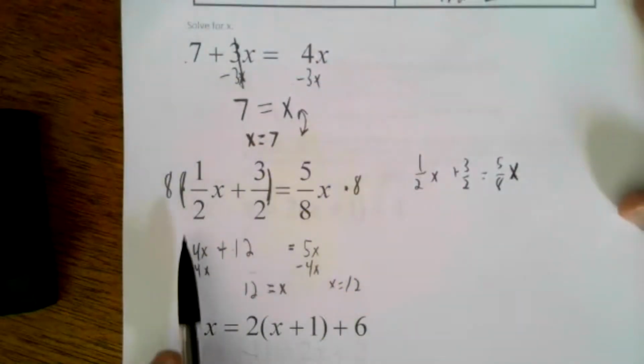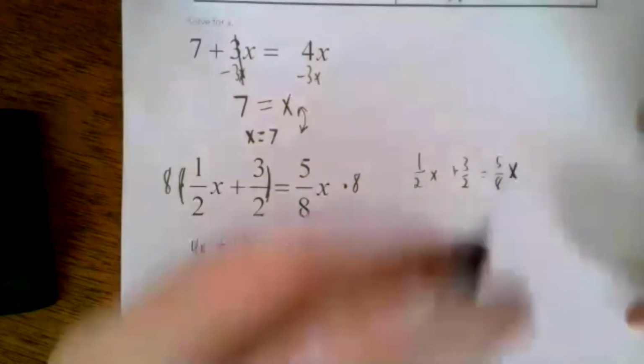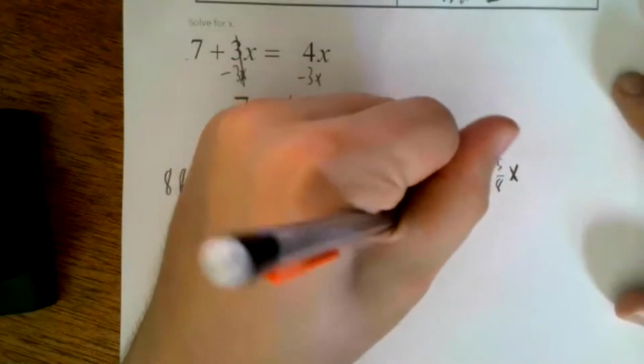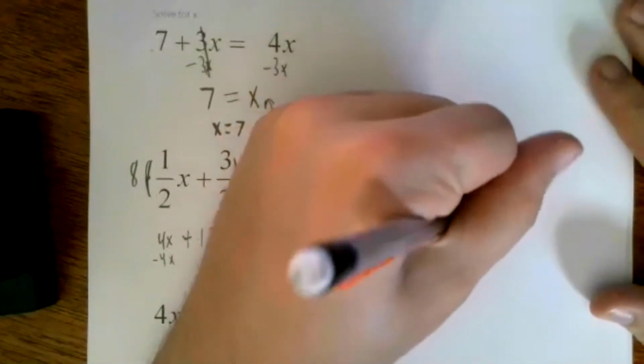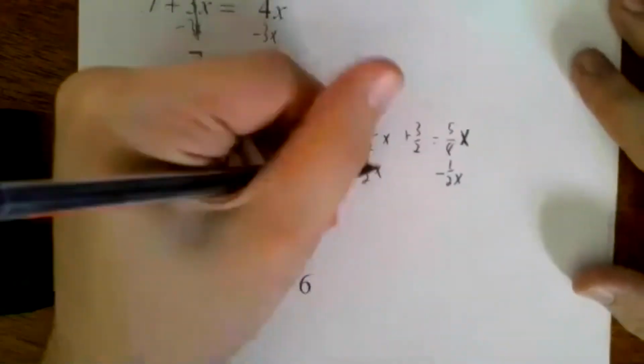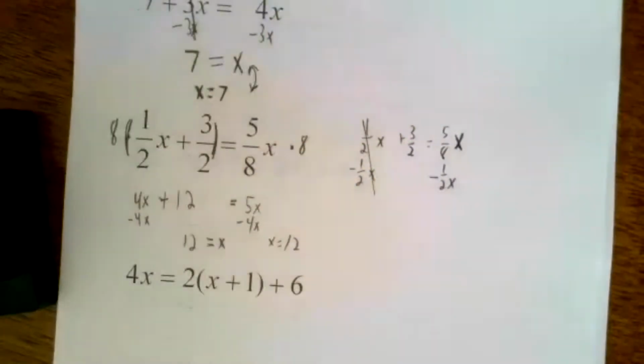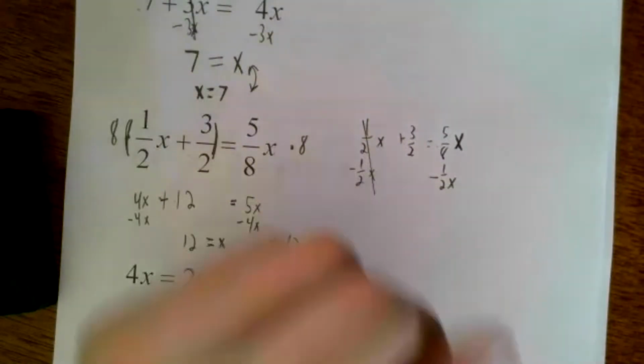And I'm going to do a similar thing where I subtract the x's on both sides. So I'm going to subtract 1/2 x on this side, and I'm going to subtract 1/2 x on the other side. So my x's will cancel on this side. And does anyone know what 5/8 x minus 1/2 x is?